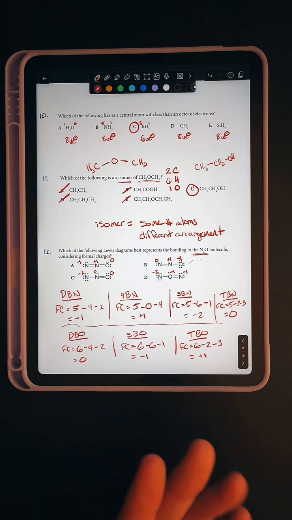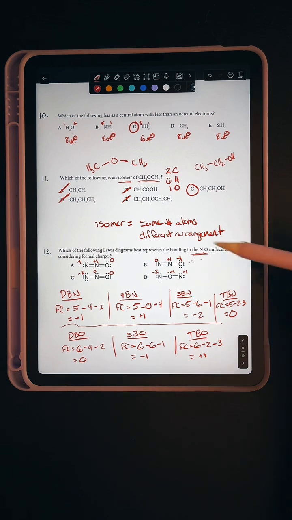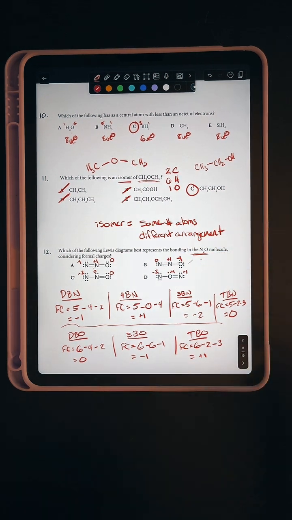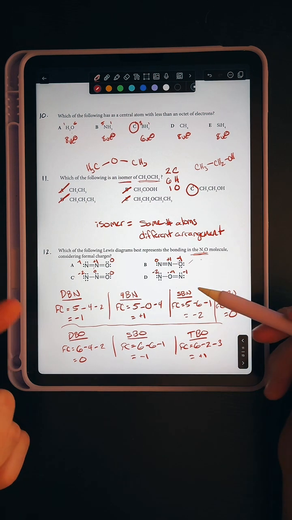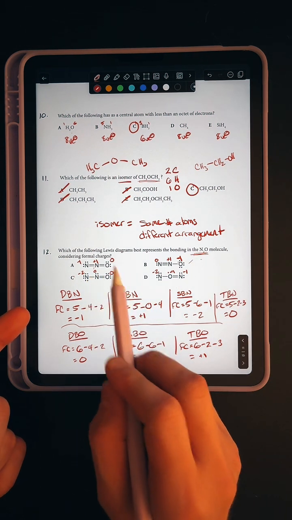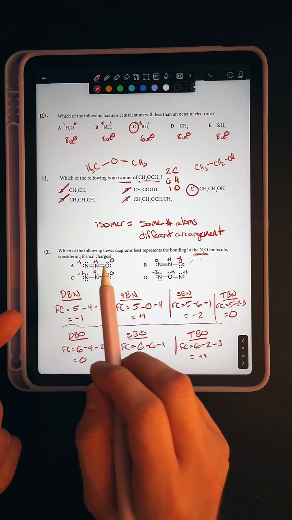That was a lot of formal charge, but it's good practice to do this. So let's go through. We want the ones that best represent the bonding. When we're doing formal charge, we want to minimize the amount of formal charge, meaning we want either zeros on everything, preferably, or ones on everything.